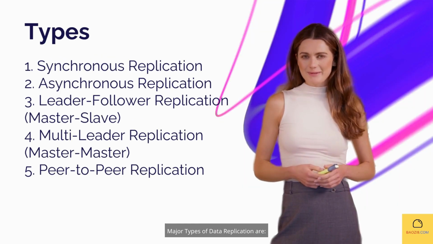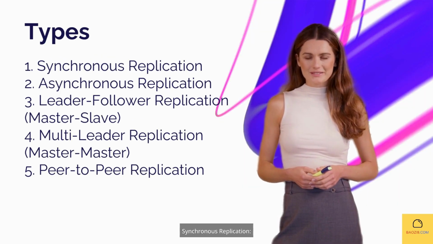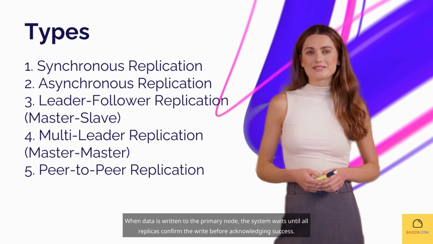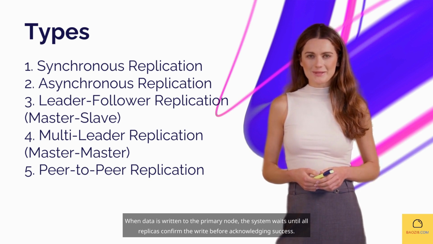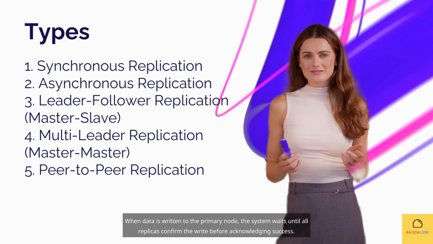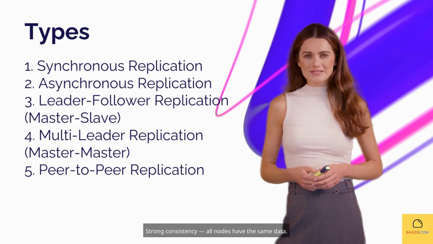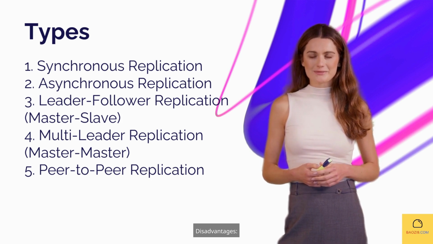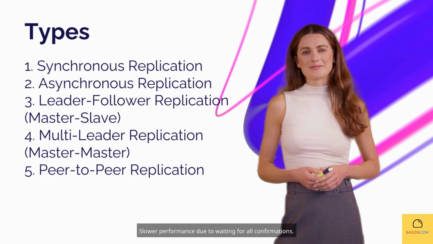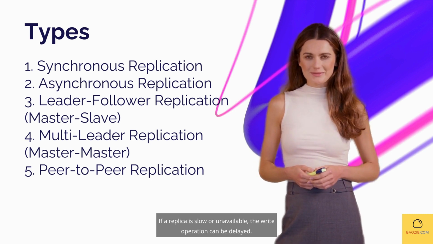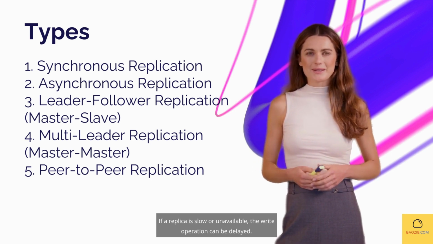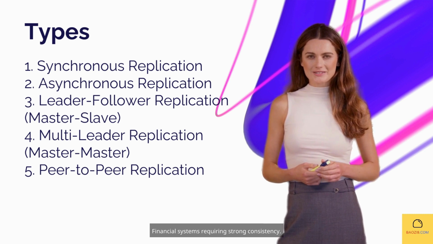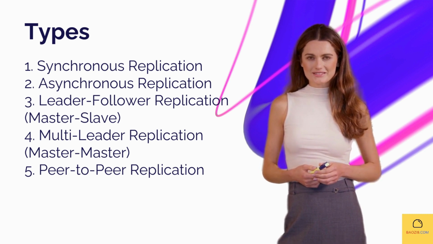Major types of data replication are 1. Synchronous replication. When data is written to the primary node, the system waits until all replicas confirm the write before acknowledging success. Advantages. Strong consistency. All nodes have the same data. Disadvantages. Slower performance due to waiting for all confirmations. If a replica is slow or unavailable, the write operation can be delayed. Use case. Financial systems requiring strong consistency.